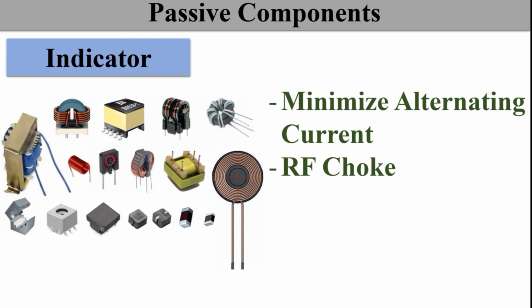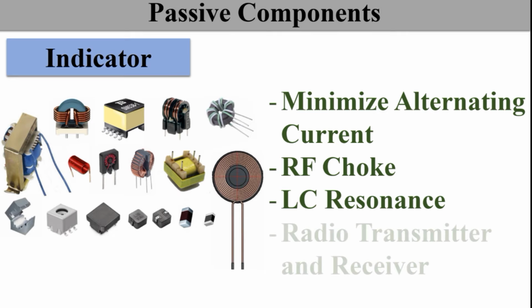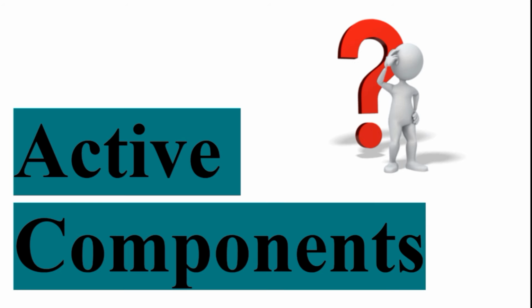It is used as an RF choke in oscillators. It is used in LC resonance circuits. It is used in radio transmitters and receivers, and many more. So these are the passive electronic components. Understood? Okay. Now let's see what the active electronic components are.